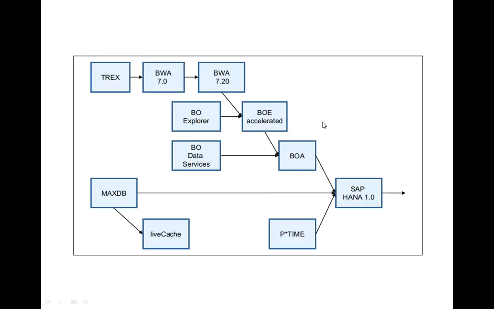Alright, so this is how it all started. It is not a new approach for SAP HANA's in-memory capability. It began with the search and classification engine, the TREX engine. Then you had the BW Accelerator 7.0 and BW Accelerator 7.20. You also had the liveCache, again with MaxDB, row stores with P*TIME, database acquisition, and Business Objects Accelerated. All of these components together make up the full-blown approach for SAP HANA.